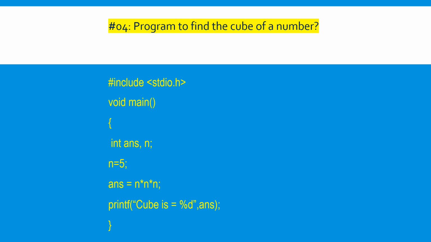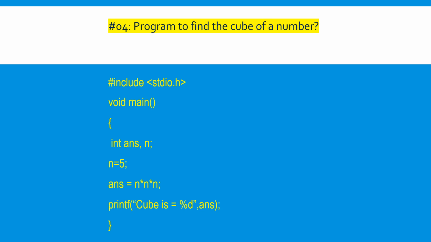Proceeding in the program: void main(), then the open braces. First of all, we have to declare the variables. Please note, every time the first statement after the opening braces must be the declaration statement. Declare the variables that are necessary for the program. We'll be using two variables in this case, ans and n, both declared as the first statements after the opening braces. Once again, int ans, n; n = 5. That means we are initializing n with the value 5.